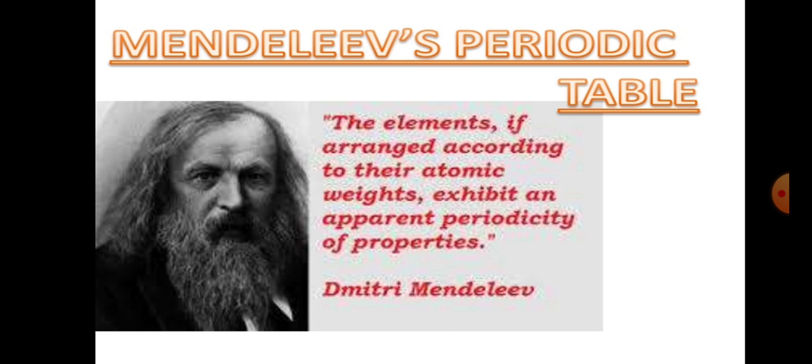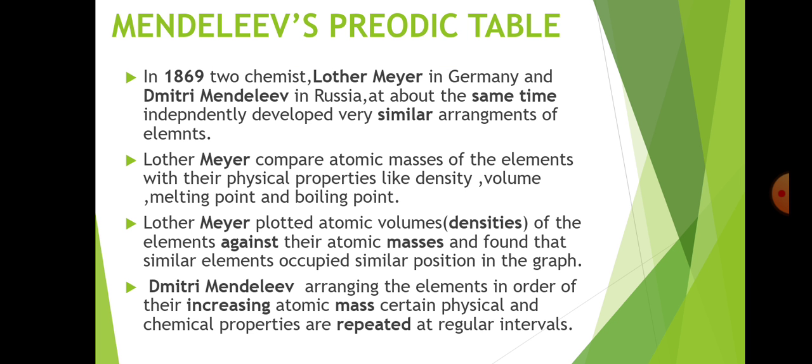The elements, if arranged according to their atomic weight, exhibit an apparent periodicity of properties. So we discussed the contributions to the periodic table. In 1869, two chemists, Lothar Meyer in Germany and Dmitri Mendeleev in Russia, at about the same time independently developed a very similar arrangement of the elements. These two scientists arranged the similar elements. We discussed the contributions of Lothar Meyer and Mendeleev one by one.